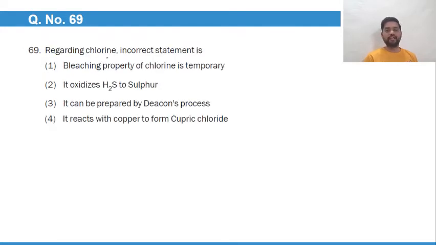69. Regarding chlorine, incorrect statement is: bleaching property of chlorine is permanent. This is the only incorrect one. The first statement itself is incorrect. So let us mark that answer 69, option 1.